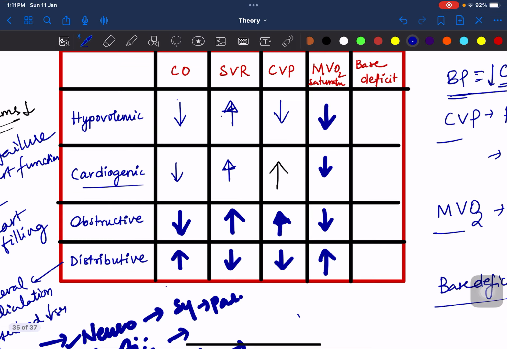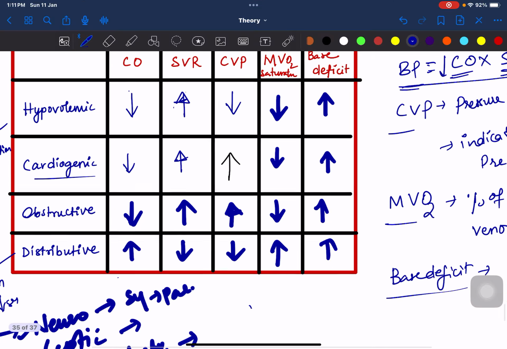Coming to the base deficit, the base deficit increases in all types of shock, and it's simple. If tissue perfusion doesn't happen, then cells undergo anaerobic respiration and lactate accumulation happens throughout the body. So the pH of the blood decreases, which means metabolic acidosis, which is an indicator of increased base deficit.